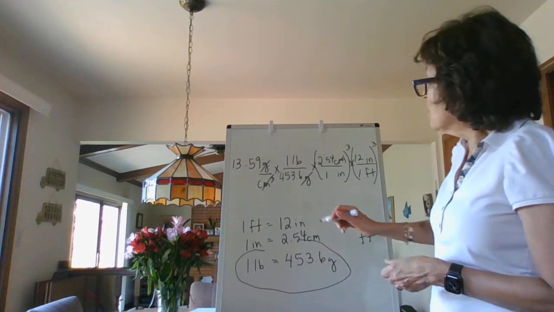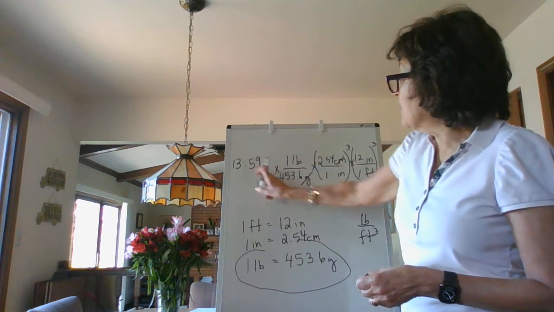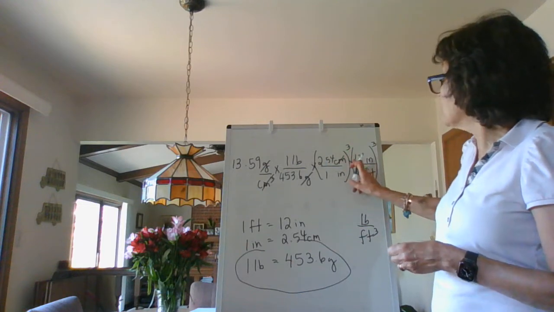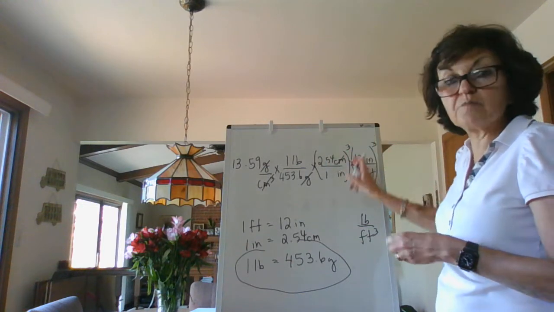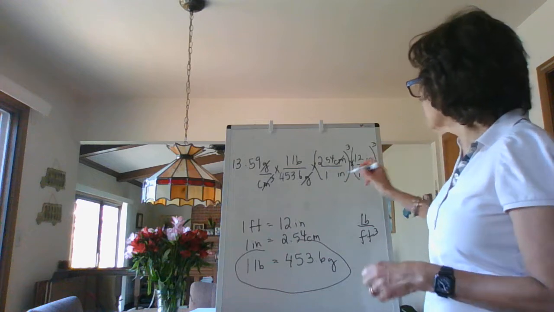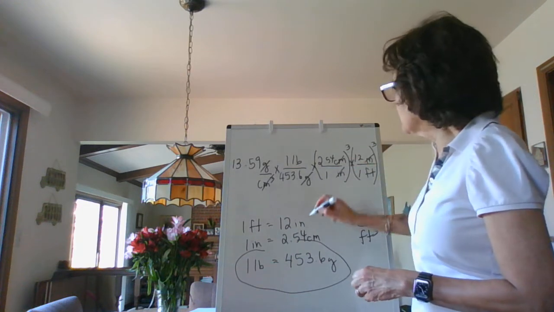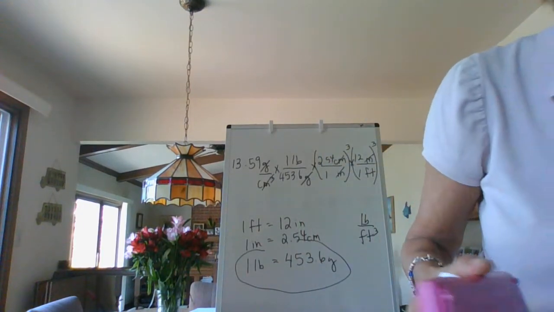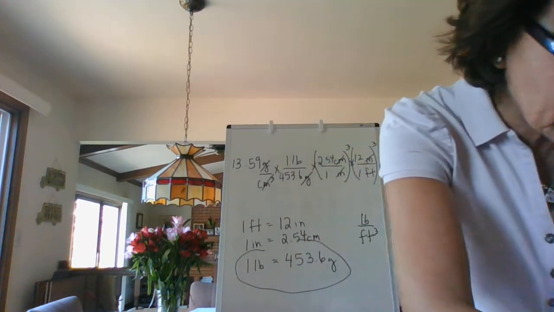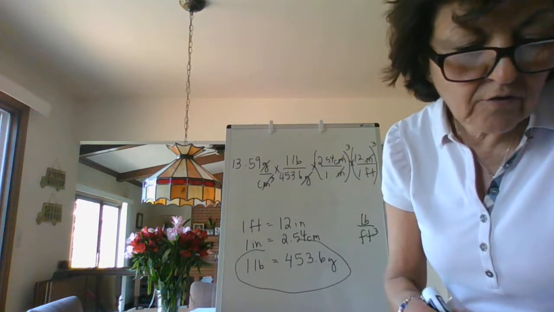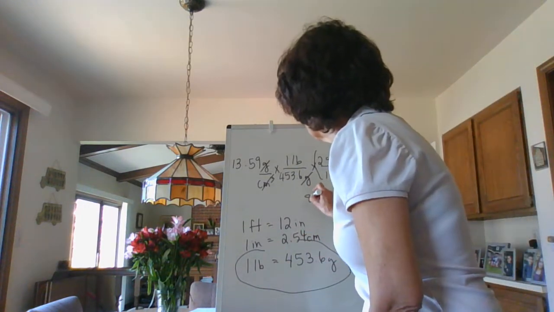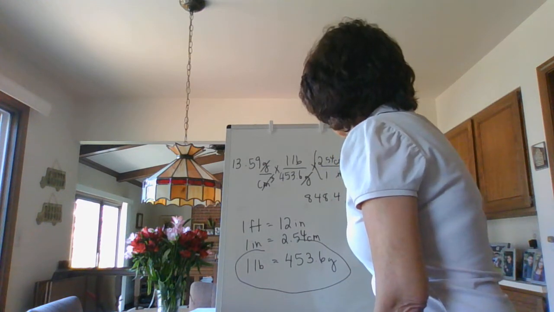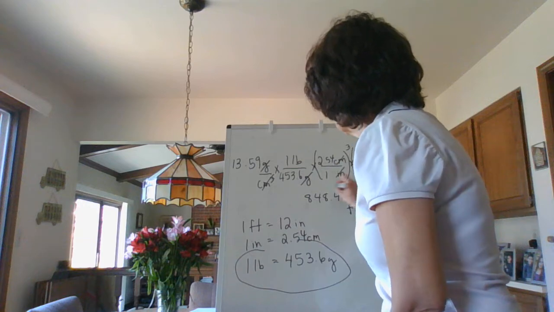All right, so 13.59 divided by this, times 2.54 cubed, times 12 cubed, equals. Everything's going to cancel, and you end up with pounds per feet cubed, and your answer is going to be, I have it already written down here, 848.4 pounds per feet cubed.